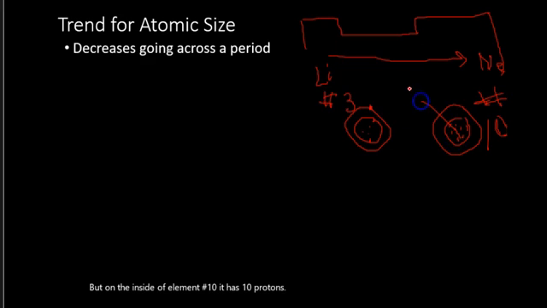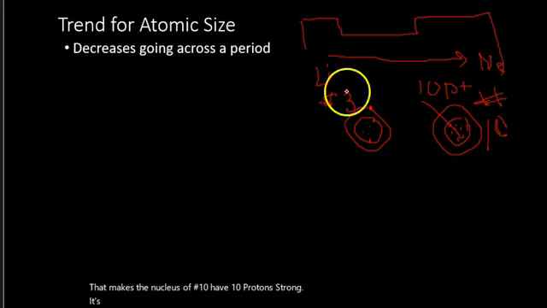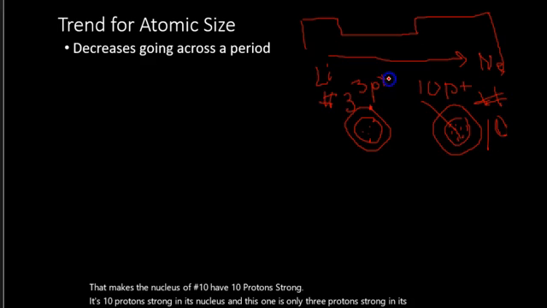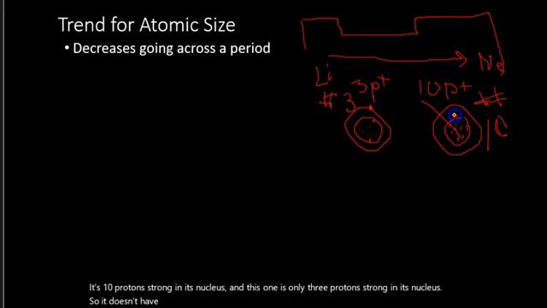That makes the nucleus of number 10 have 10 protons strong. It's 10 protons strong in its nucleus, and this one is only 3 protons strong in its nucleus. So it doesn't have any more energy levels. So when I put in the new electrons in the energy levels, I'm putting a new electron in every time I get a new proton.